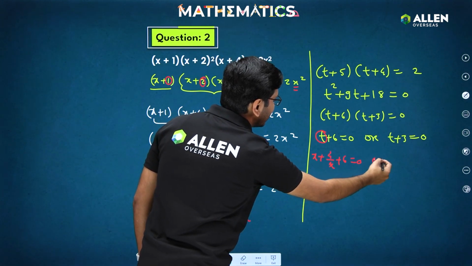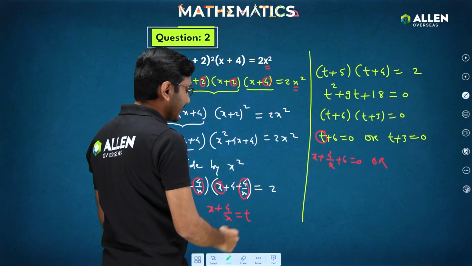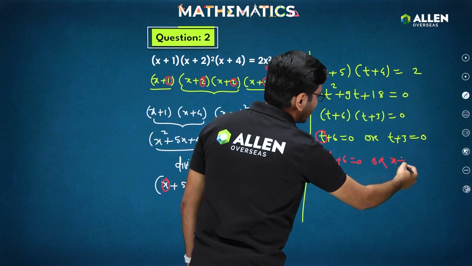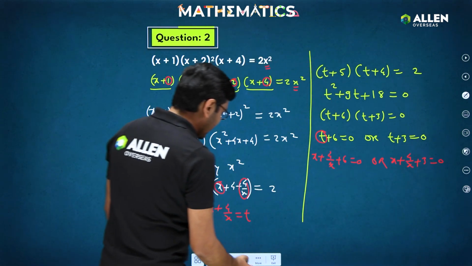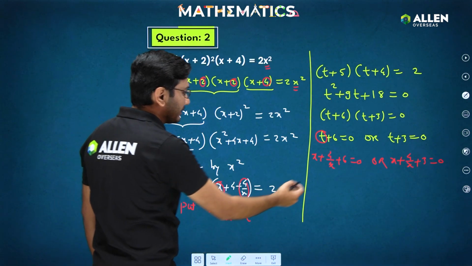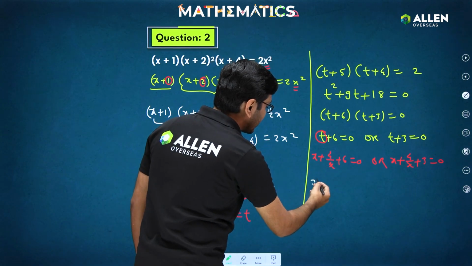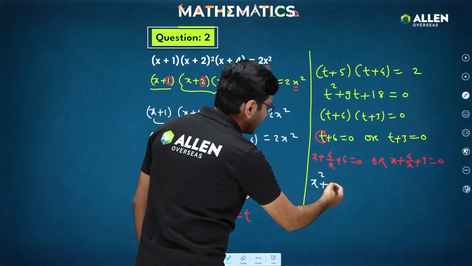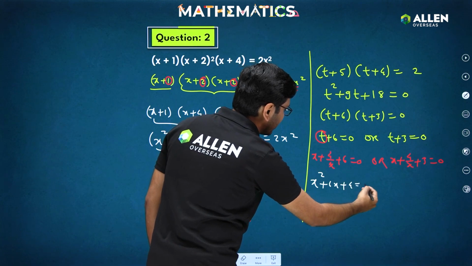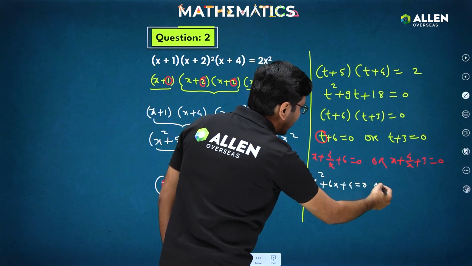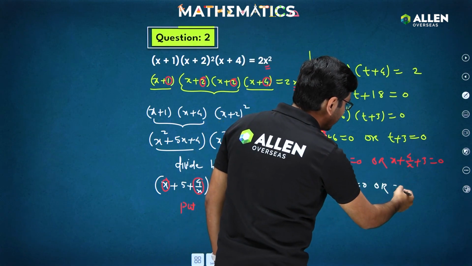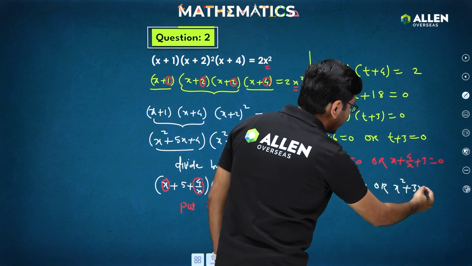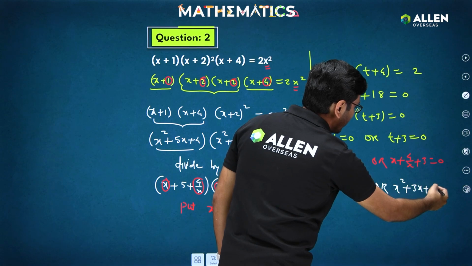And in the other equation, in place of t again, what can I put? x plus 4 by x plus 3 equal to 0. So let's see after solving what we get. If I multiply this equation by x, I'll get a quadratic equation x square plus 6x plus 4 equal to 0. And if I solve the other quadratic equation after multiplying by x, what I'll get? x square plus 3x plus 4 equal to 0.